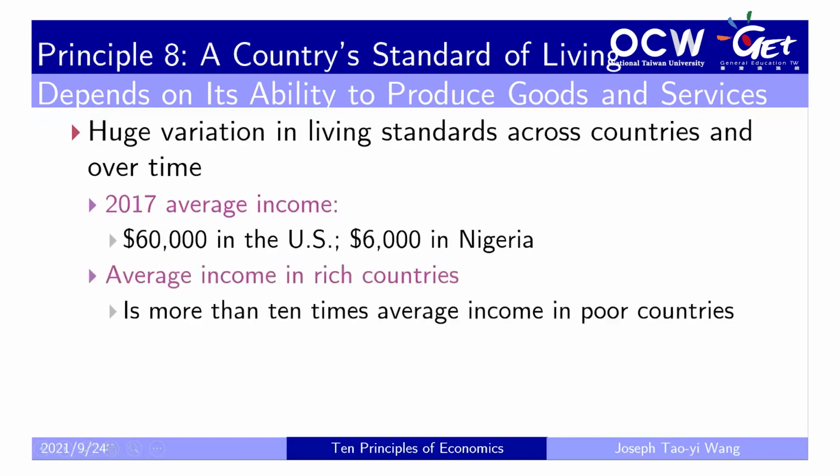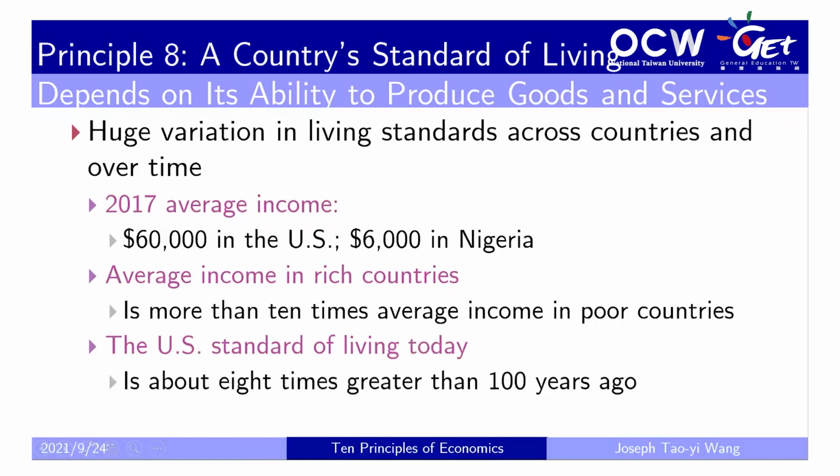So the average income of rich countries is more than 10 times the average income of poor countries. So you have this huge variation across countries. And if you think of even the same country now versus say 100 years ago, for the US it's 8 times greater now versus 100 years ago.